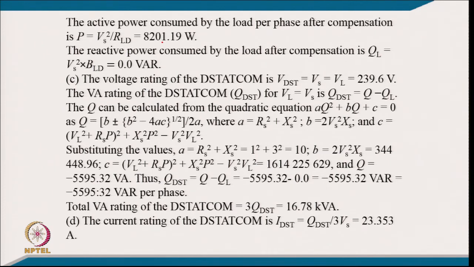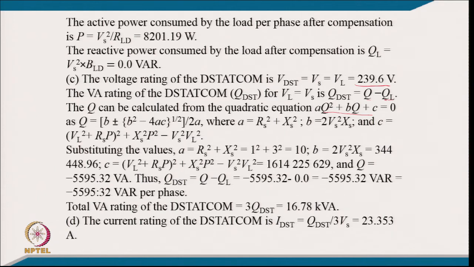Because we do not have QL, the voltage rating of the D-STATCOM will be Vs equal to VL, that is 239.6, and the rating of the D-STATCOM will be typically Q minus QL. Q can be calculated from the quadratic equation for voltage regulation, AQ square plus BQ plus C equal to 0, where this derivation is already given earlier. So, Q equals minus B plus or minus square root of B square minus 4AC, divided by 2A, where A is defined in terms of RS square, source impedance, and the B coefficient is 2 VL square XS, and the C coefficient is VL square plus RS P plus XS square P square minus VS square VL square.